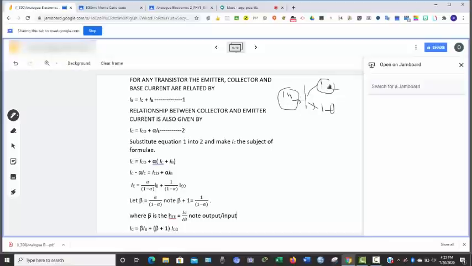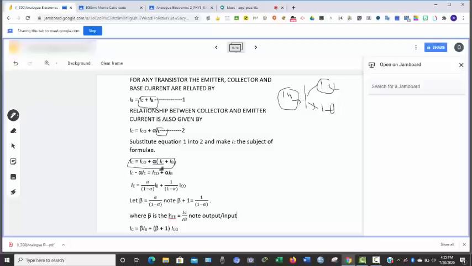You know, the sum of current entering a loop is equal to the sum of current leaving that loop, or the sum total is equal to 0. I think you understand that. Then we say the relationship between collector and emitter current is also given by IC is equal to ICO plus alpha IE. If I substitute equation 1 into 2, and this is my equation 1, if I bring it in here, I will have this.